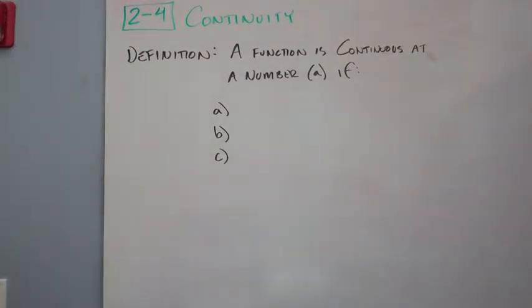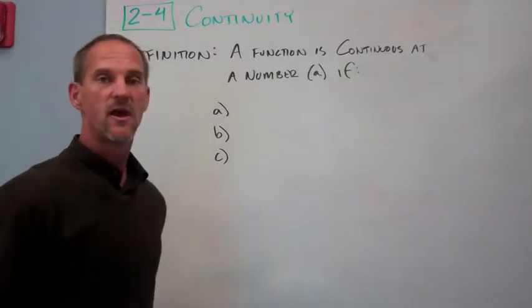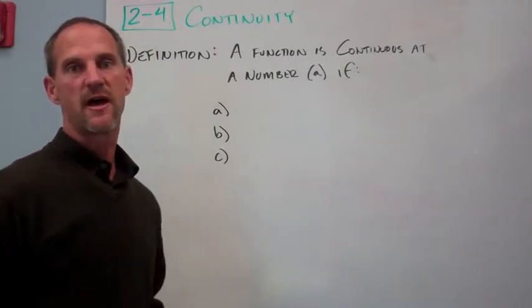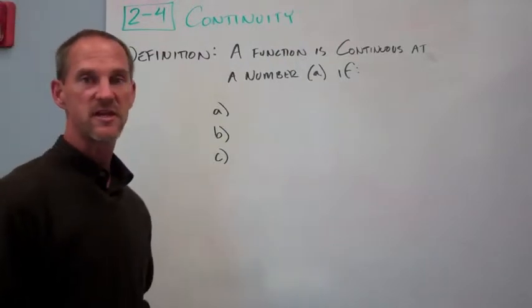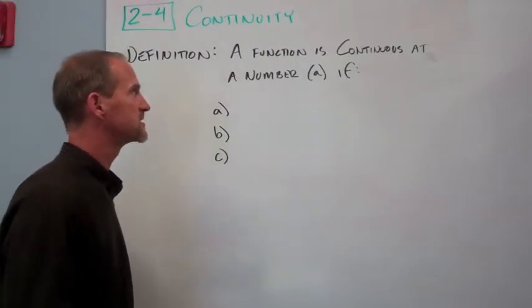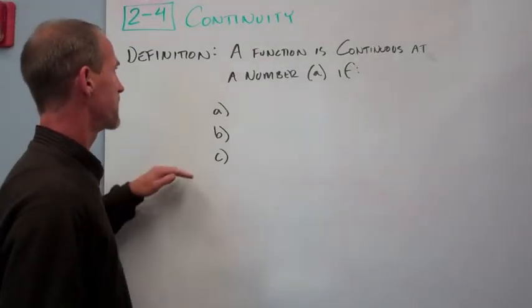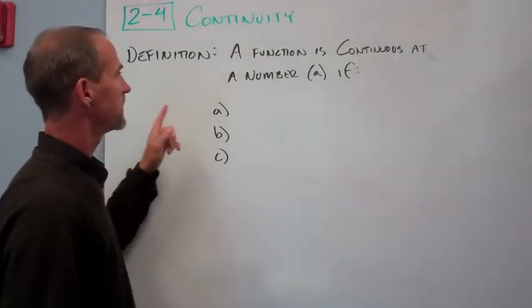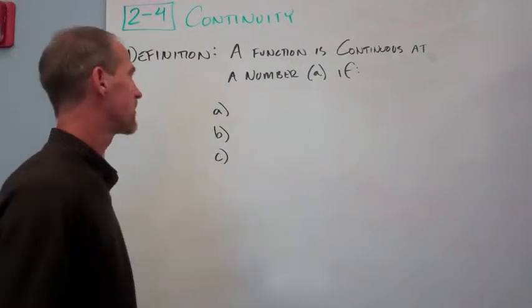Okay, we have reached 2.4, continuity. All right, we are talking about continuous functions because if we know a function is continuous, we can make life a little bit easier for us when it comes to finding limits. So, the definition that you really want to tune into is right there at the beginning of the section, that a function is continuous at a number a if three things are true, okay?